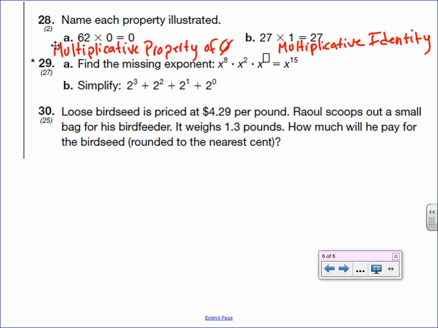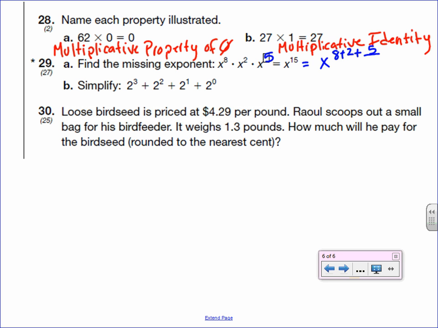Find the missing exponent. X to the 8th times x squared times x to the something equals x to the 15th. Well, the rule when you're multiplying exponents is you add them. So x to the 15th comes from x to the 8 plus 2 plus blank. Well, 8 plus 2 is 10, and from 10 to get up to 15, it must be 5. So my missing exponent is 5.